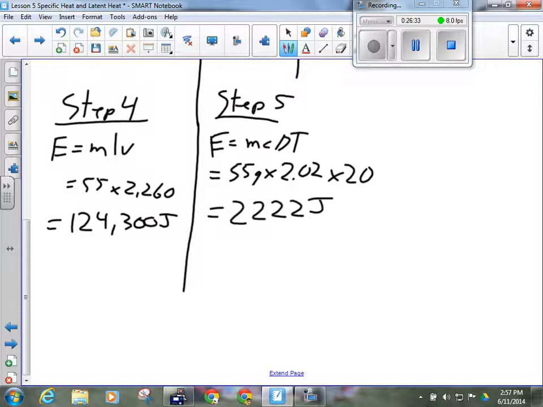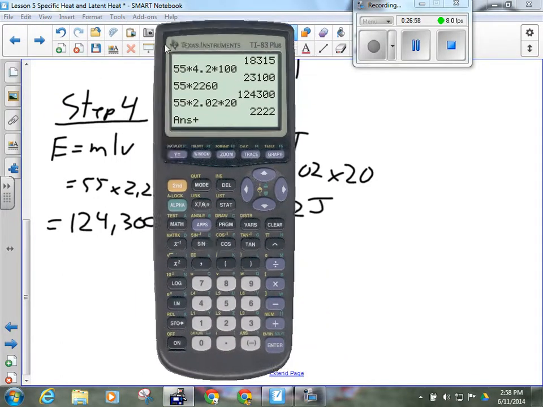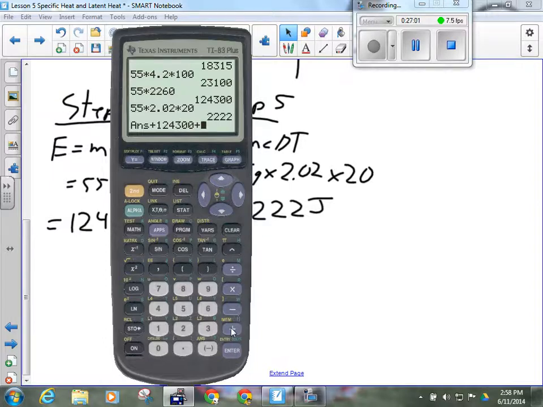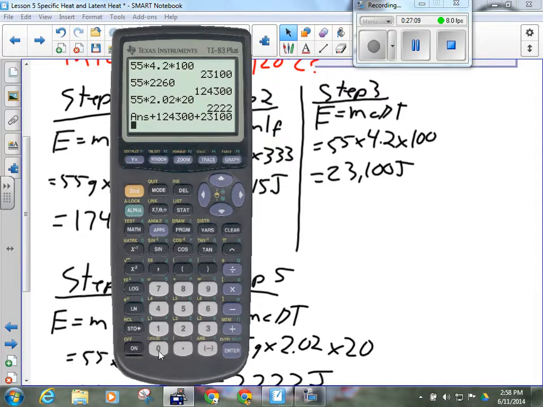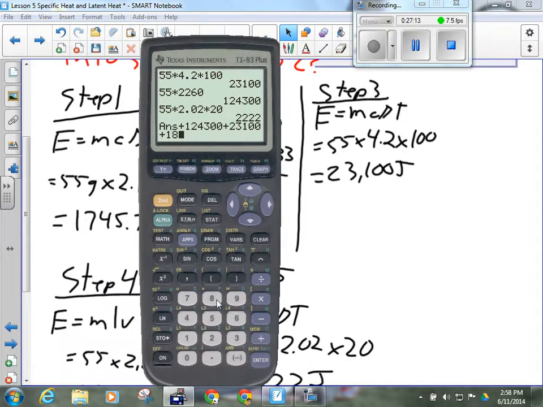Okay. That's as long as one of those questions could possibly get. On an exam, I would never ask you one that goes all the way from ice to steam because it takes too long. Okay? What do I have to do with all of those numbers? Add them up. I want the total amount of energy required for that whole operation. All right? So I take my 2,222. Okay, I add my 124,300. All right, and then 23,100. Right, and 18,315. And 1745.7. All right, so 1,069,682.7 joules.